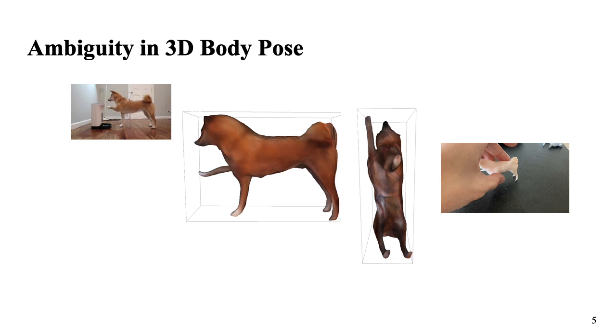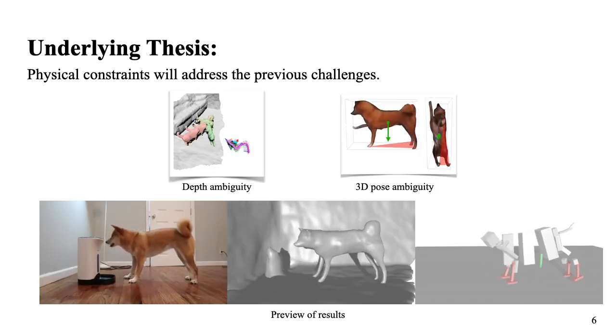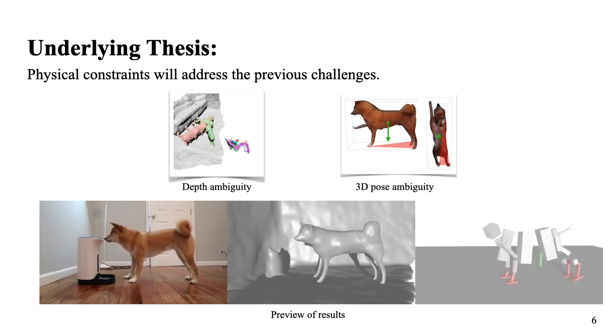Although the reconstruction of the dog can explain the reference image fairly well, it is physically unstable because the center of mass projects outside its support polygon. In simple terms, a 3D print of this shape will fall over. Our goal is to fix such errors by incorporating a physical simulator into the reconstruction process.